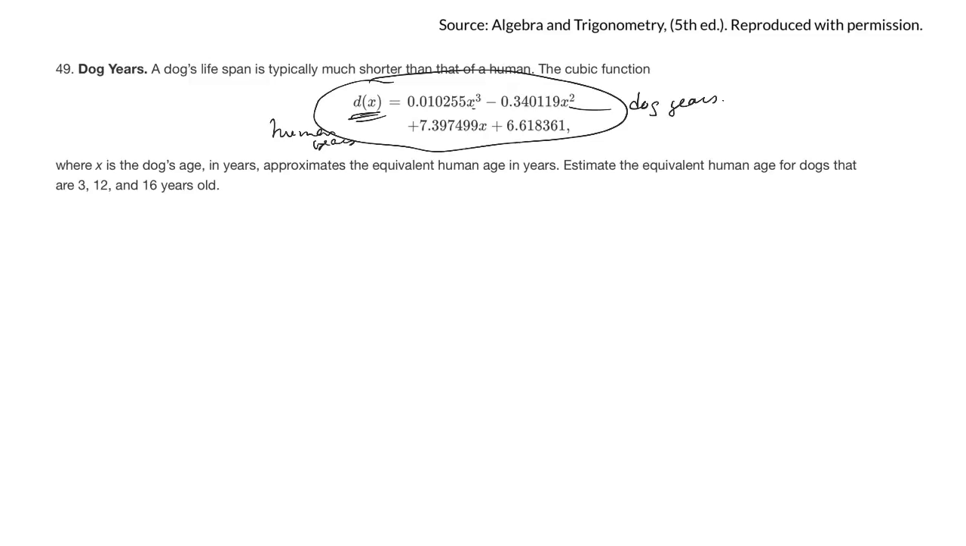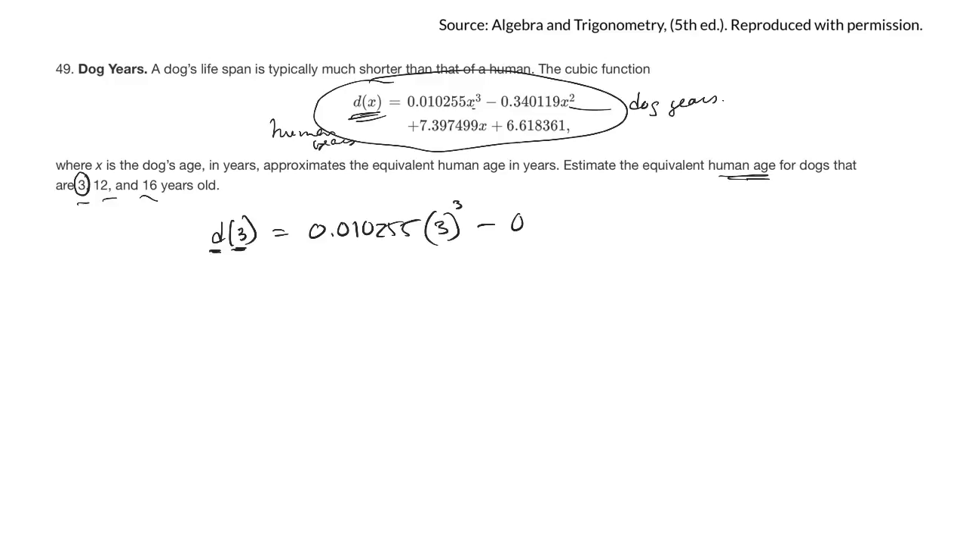So what they want you to know is what's the human equivalent for dogs that are 3, 12, and 16 years old. So what you need to do is substitute that 3 in wherever there's an x. So to determine what the human age is of a dog that's 3 years old, I'm going to put in 255. I'll put a 3 in right here.